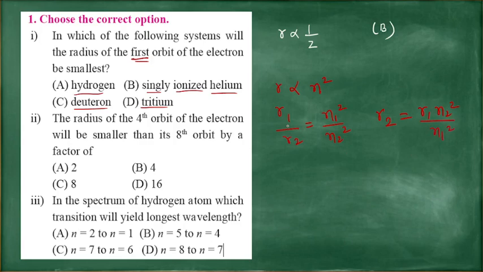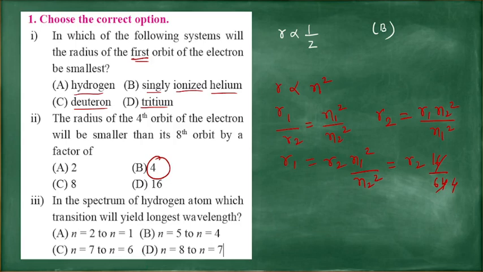Or you can take the radius of fourth orbit as R1, so R1 is equal to R2 n1 square upon n2 square. Only I have to find out the factor. So R1 by R2 equals n1 square is 4 square, 16, and 8 square is 64. So this is R2 by 4. So the factor is 4.